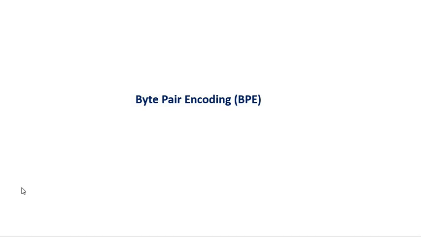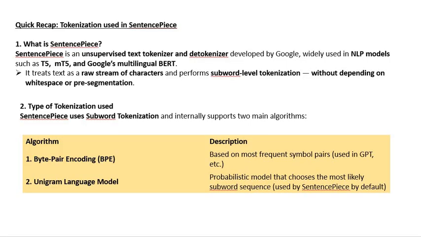So in the last chapter, we also saw byte pair encoding. In this video, we will explain BPE in more detail. Let's have a quick recap of the tokenization used in SentencePiece.